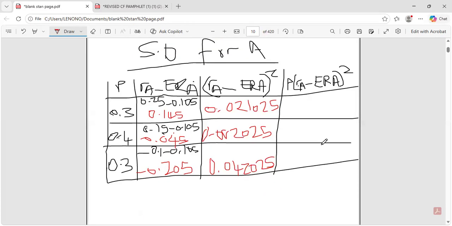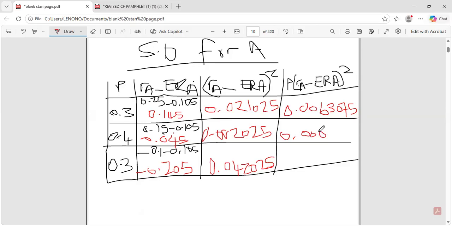So when you multiply by the probabilities, you get the last numbers there. 0.021025 by 0.3 gives us 0.0063075. Then 0.4 by 0.002025 is giving us the next value. For the last one, 0.042025, we don't put the negative, we ignore it.